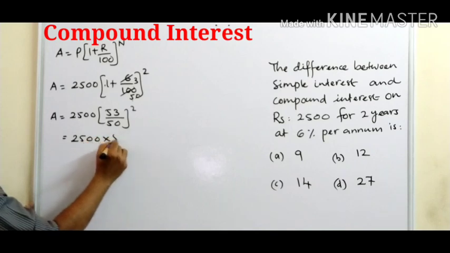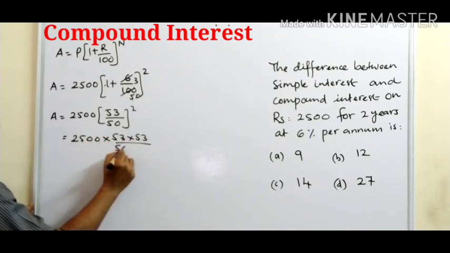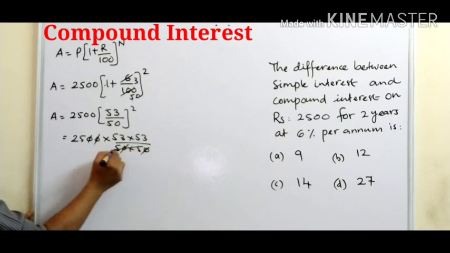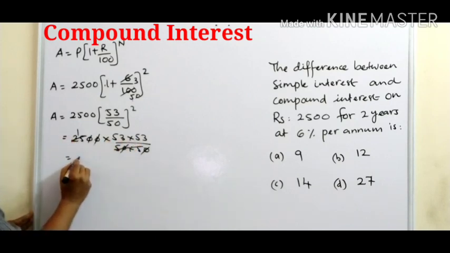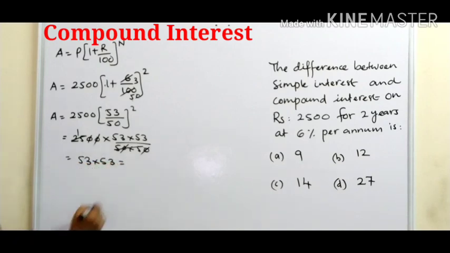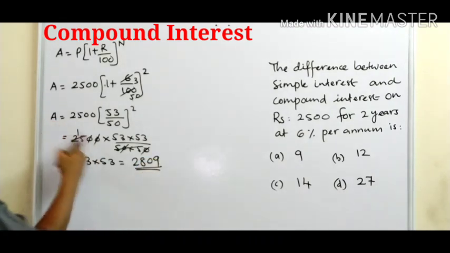2500 into 53 into 53 by 50 into 50. You can cut this for 0 0 0 0. 5 5s are 25 one time. So 53 into 53 is equal to 2809. So we got amount is equal to 2809.